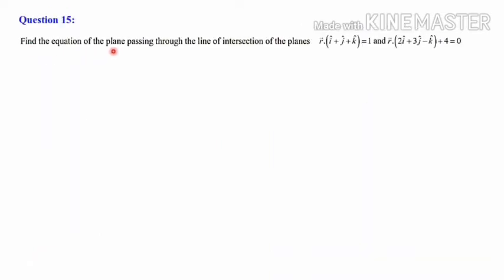The question is, find the equation of the plane passing through the line of intersection of the planes vector r dot i cap plus j cap plus k cap is equal to 1 and vector r dot 2 i cap plus 3 j cap minus k cap plus 4 is equal to 0 and parallel to x-axis. We are asked to find out the equation of the plane passing through the line of intersection of these two planes, and the required plane is parallel to x-axis as well.